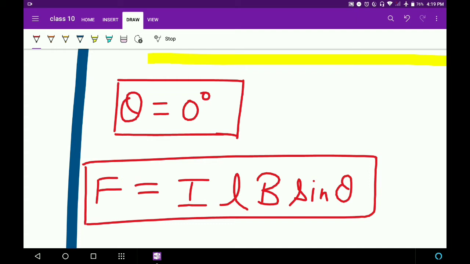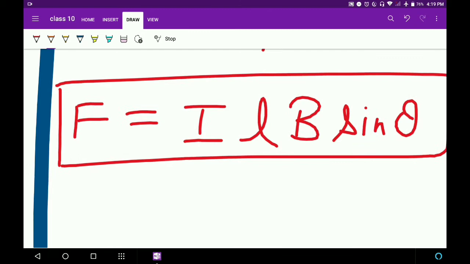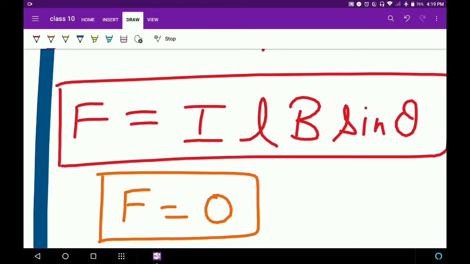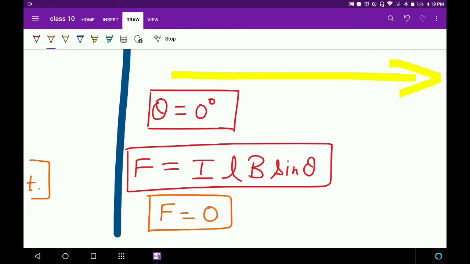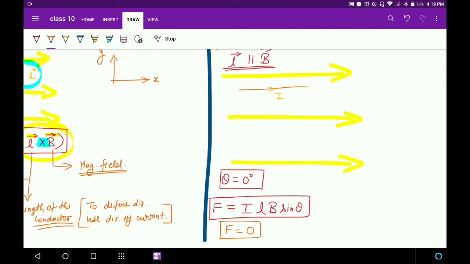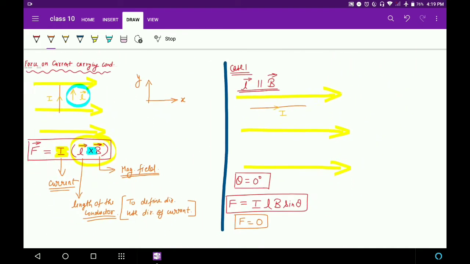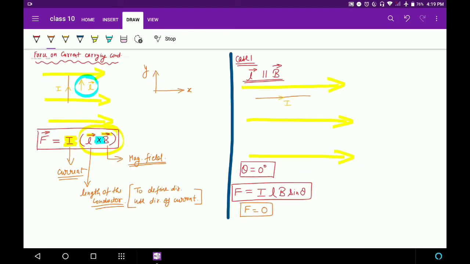Now what is the value of sine 0 degree? Sine 0 degree is 0. So what will be the value of force? The value of force will become 0. Okay. So in case when length and B are parallel, or I can say when current and B are parallel, the force on the wire will be 0. The wire will not experience any force.